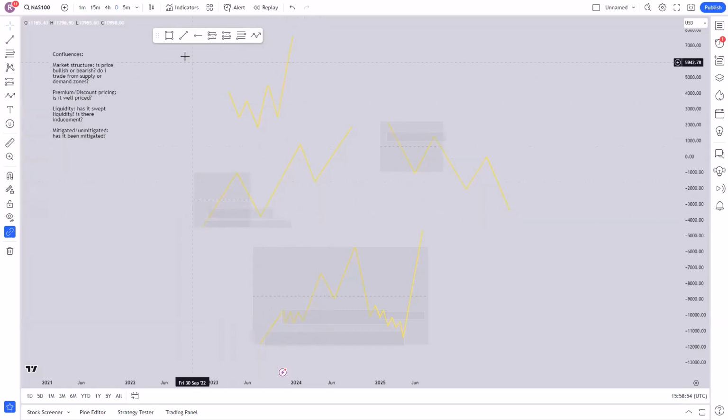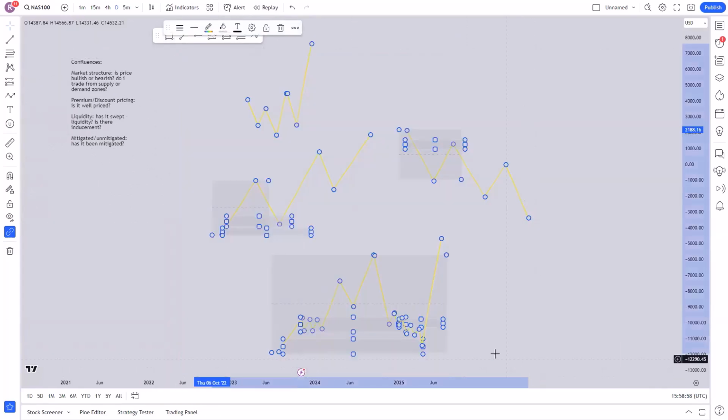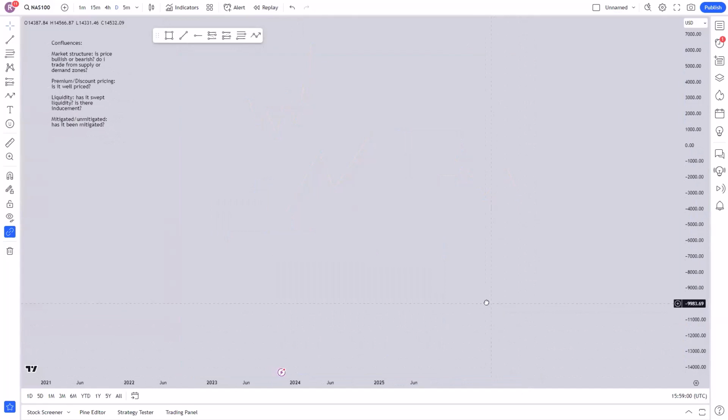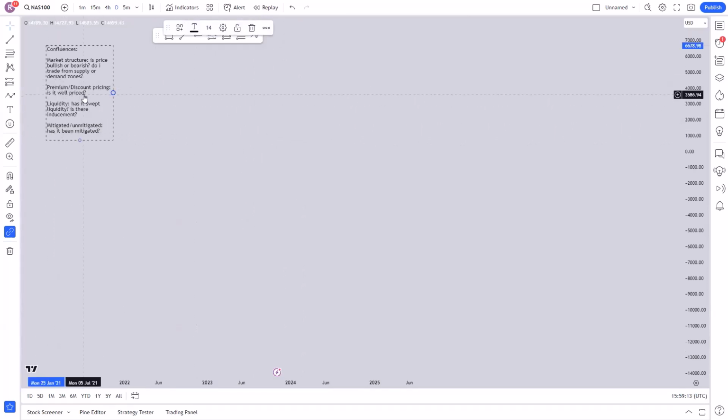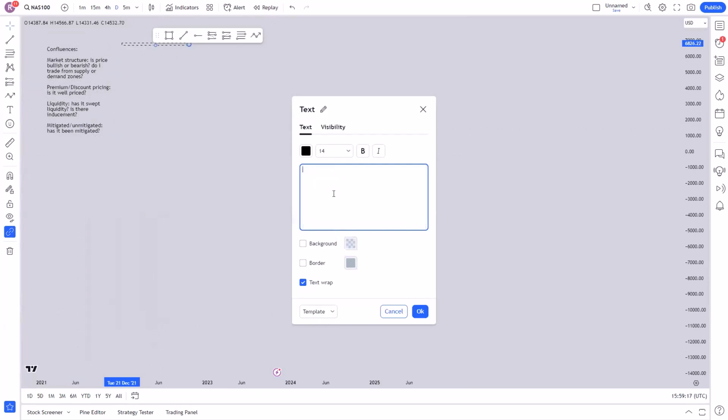All right. Let's delete all this. Okay. So now we're going to go through quickly how to basically validate a supply and demand zone. So we have two core methods to validate a supply and demand zone. Okay, so we'll just write this down.